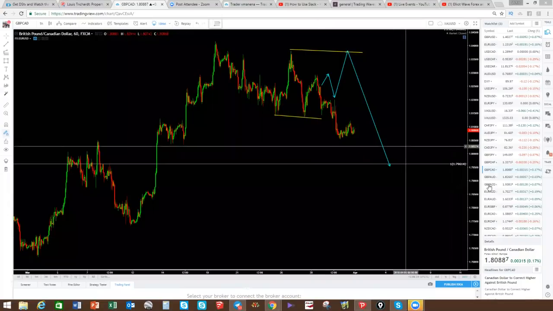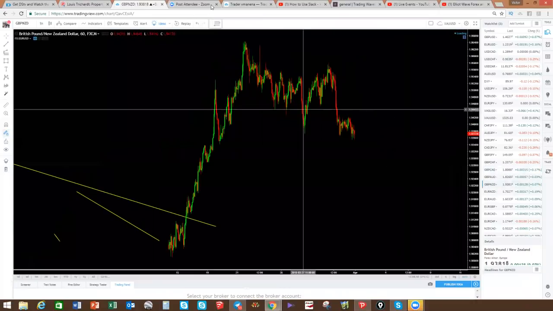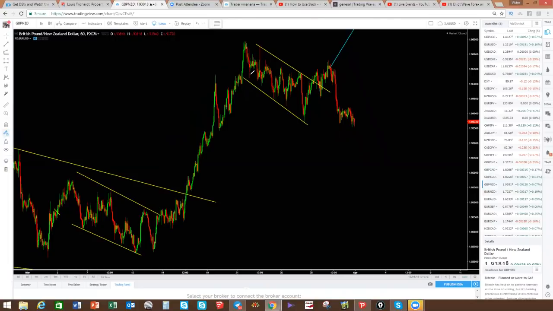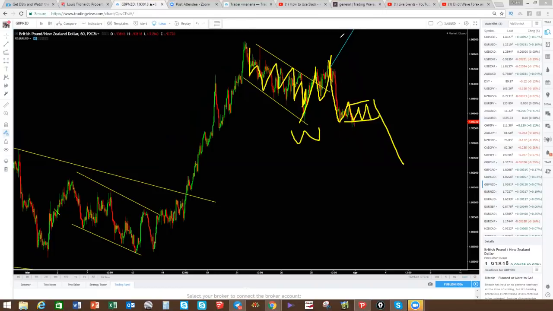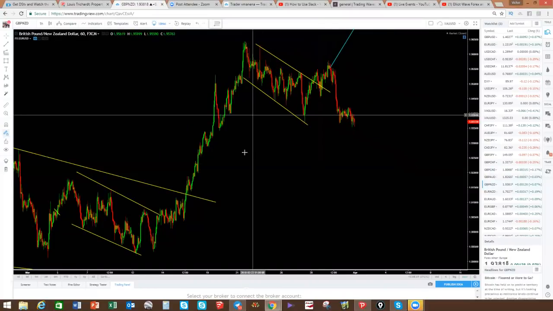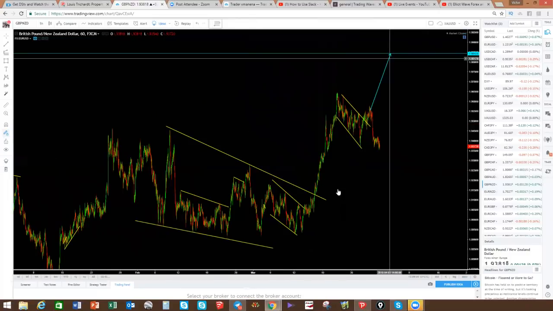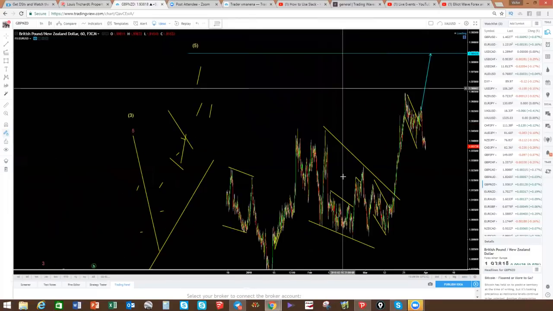Pound New Zealand. Pound New Zealand, we're looking at this as a corrective structure. It is still a corrective structure with a 3-wave pullback, only that it's going to give us another 1, 2, 3, giving this as a WXY, just making a deeper corrective structure. We are still looking for pound New Zealand to go and retest the top. As you can see with my arrow there, this is from last week. This is the structure that we're looking for.